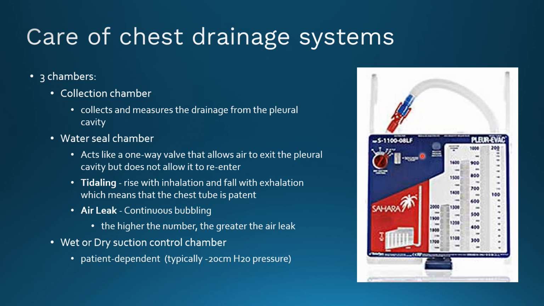And lastly, we have this area here. This is the wet or the dry suction controlled chamber, where the amount of suction a patient is on is dependent on and controlled by the suction in this drainage system. Typically the amount of suction that a patient is on is -20 centimeters of water pressure. This is decreased and weaned off as the patient progresses in their chest tube journey. So this will be decreased prior to the removal of the chest tube.